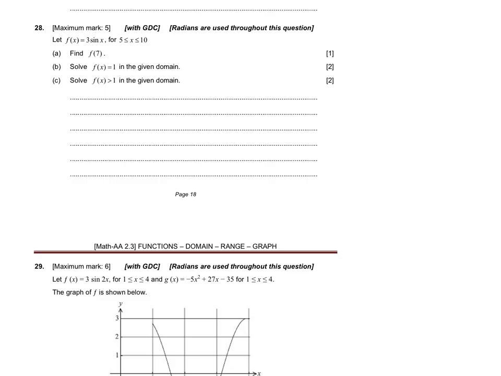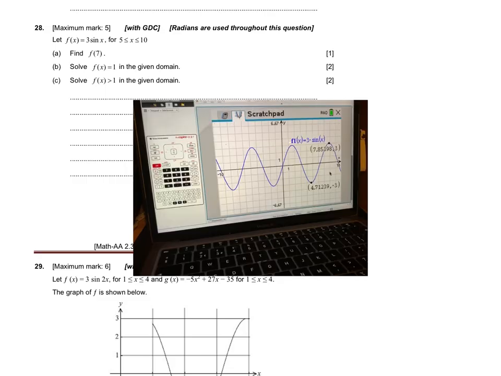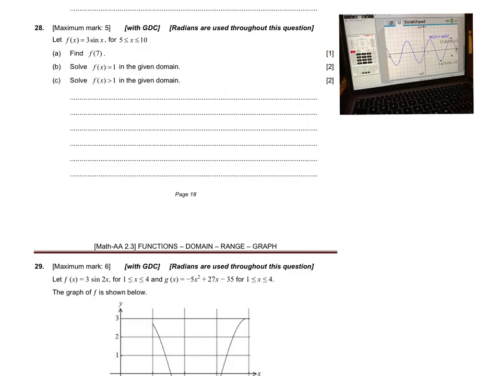Okay, so I've already got the graph of this up. Okay. So, yes. If we want f at 7, we need to do menu trace 1 and then just 7.